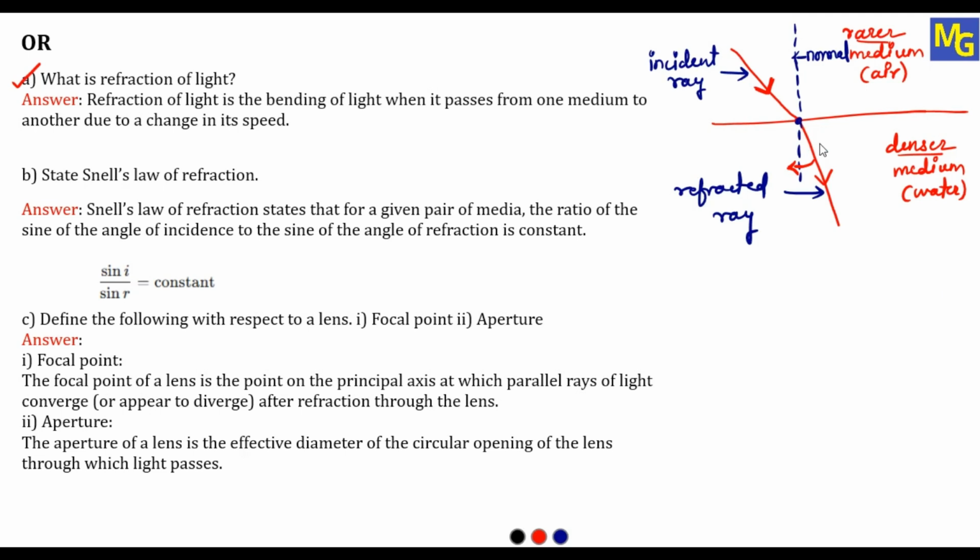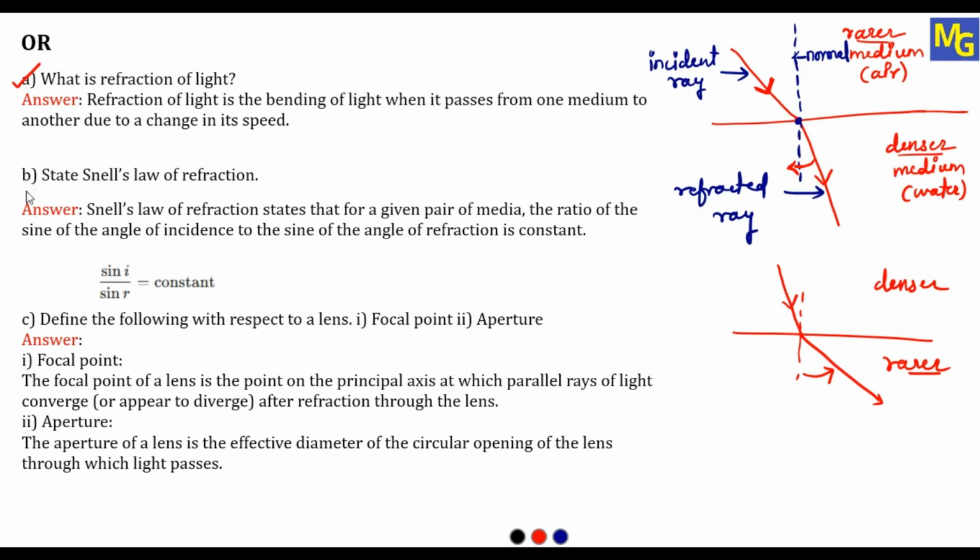And if you reverse the medium, for example, if this is denser and this is rarer, now what happens? If the ray is coming like this, because it is dense, here the speed will be slow and once it enters into rarer, the speed will increase and it bends away from the normal like this, because this is the normal and it is going away from the normal. So this process is called as refraction.